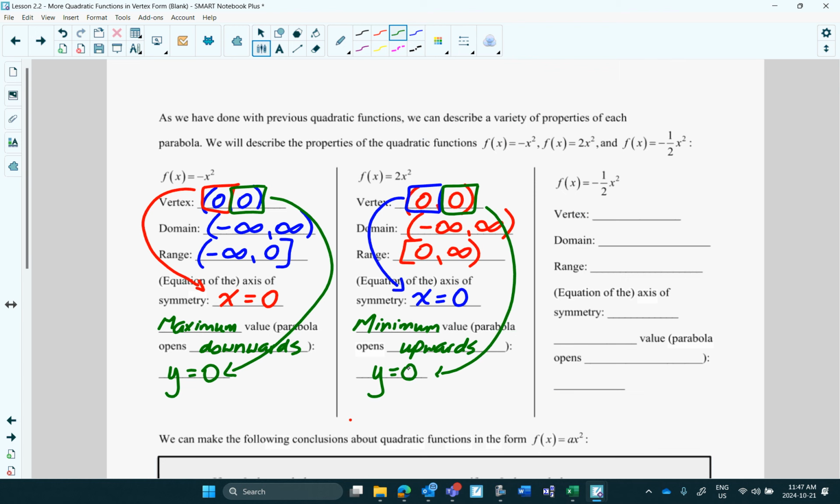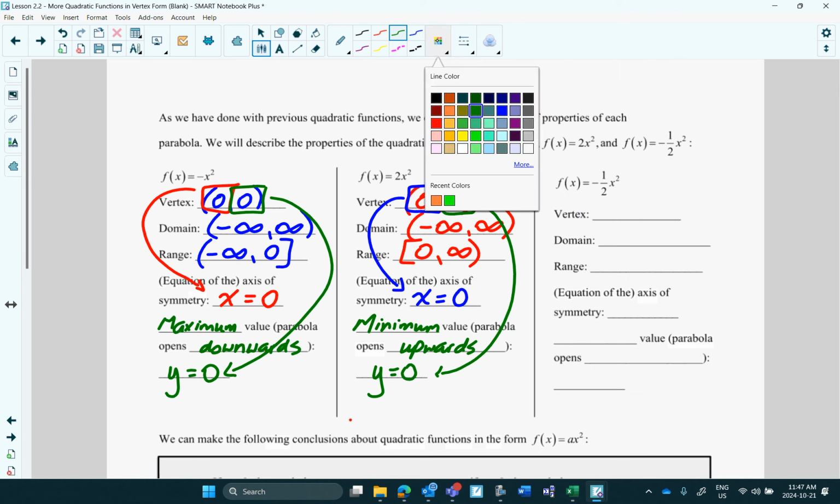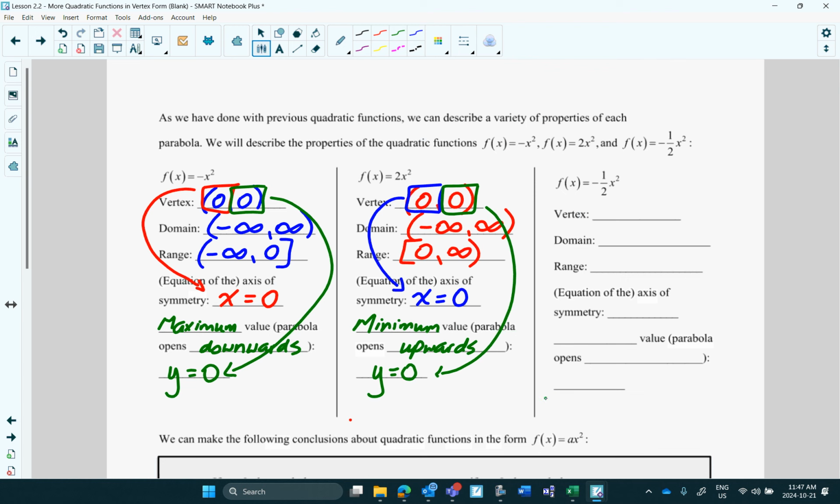And finally, negative a half x squared, I believe I did neon green. Vertex, 0, 0. Domain, negative infinity to positive infinity. What about the range? Same as the first one, because it's negative, I'm going from negative infinity up to and including 0. Axis of symmetry, go back to the vertex and read the x, so x equals 0.